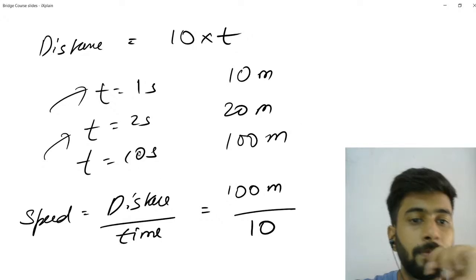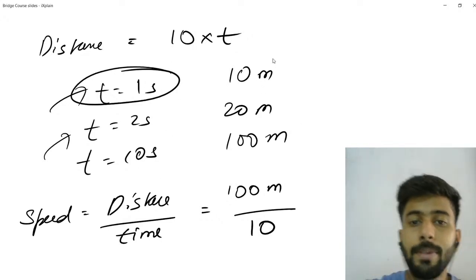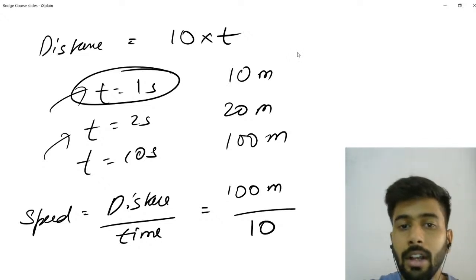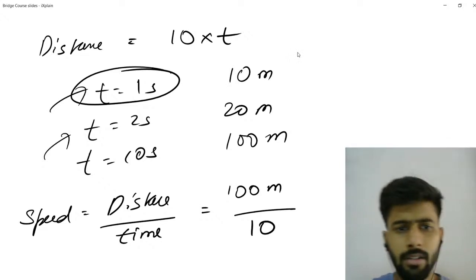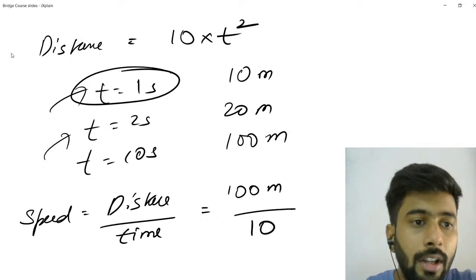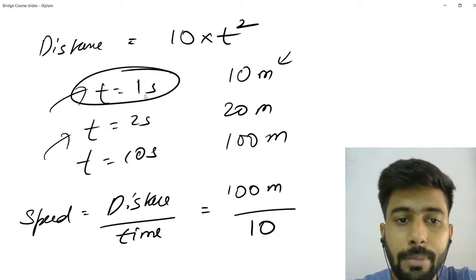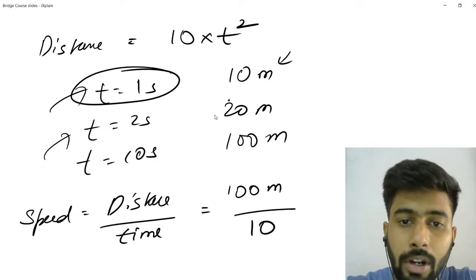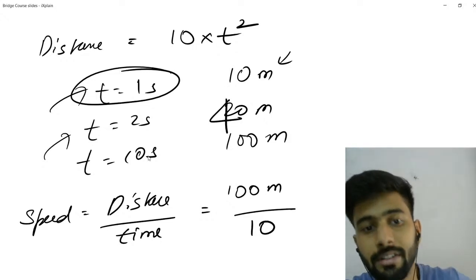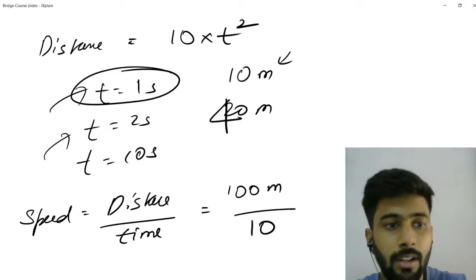That's because in the first second your body was having a different speed. In the second second it was having a different one. Let me take something like 10t square. So in the first second the body will have covered 10 meters. In 2 seconds the body would have covered 40 meters. In 10 seconds the body would have covered 1000 meters.